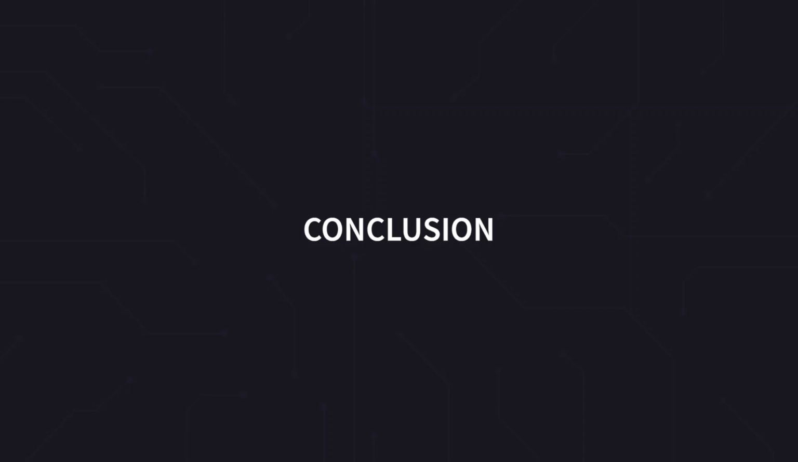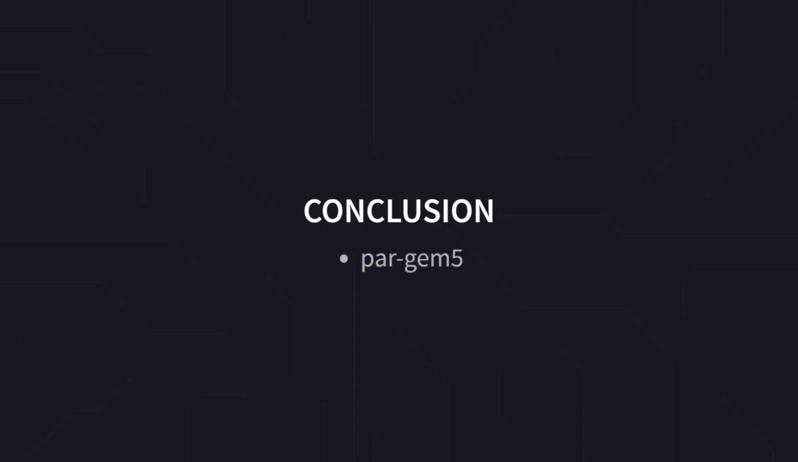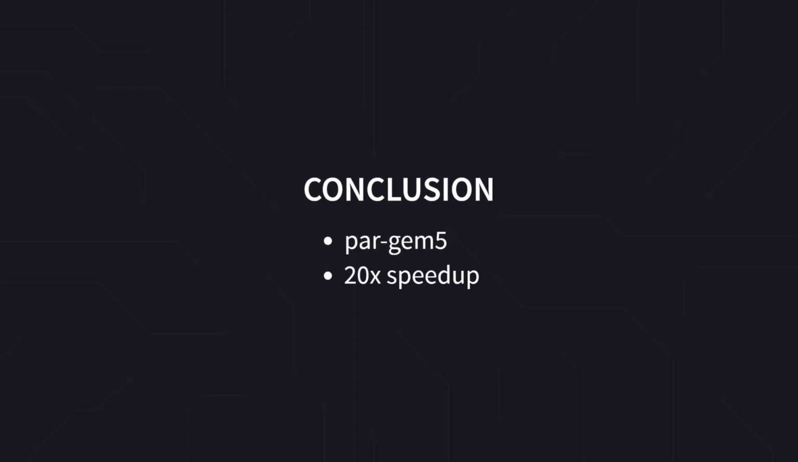We're now already near the 50-minute border, so let's recapitulate the most important points. With our paper par-gem5, we propose the first generally parallelized version of gem5. In the best case scenario, par-gem5 can achieve speedups of up to 20x while keeping inaccuracies in a single-digit percentage. With par-gem5, we have laid the foundation for many interesting further questions.